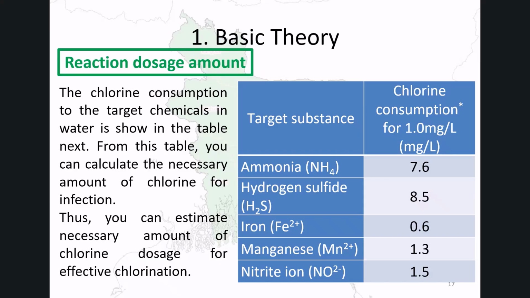By referring to this table, operators can estimate how much chlorine will be consumed by these reactions before effective residual chlorine appears. This is essential when raw water quality changes. Without considering these reactions, chlorine dosing may be insufficient for disinfection or unnecessarily excessive.